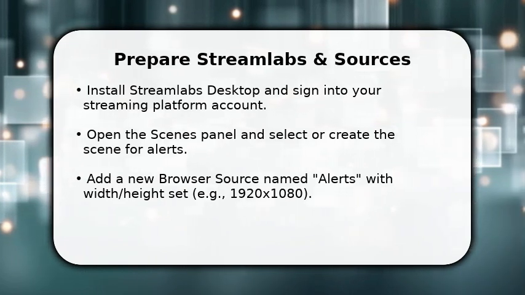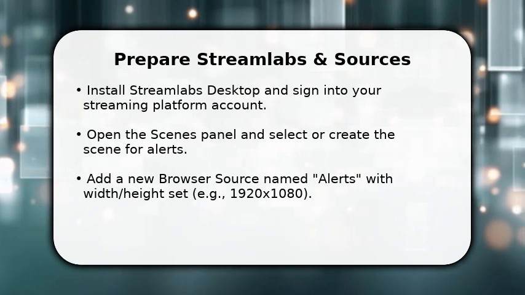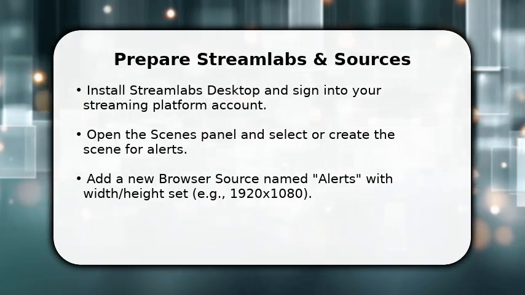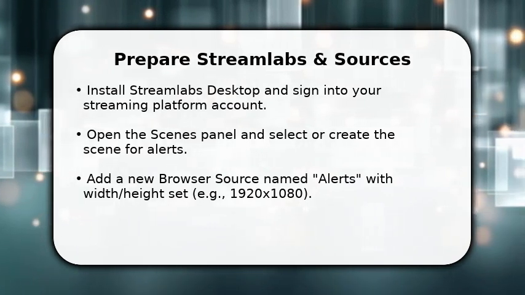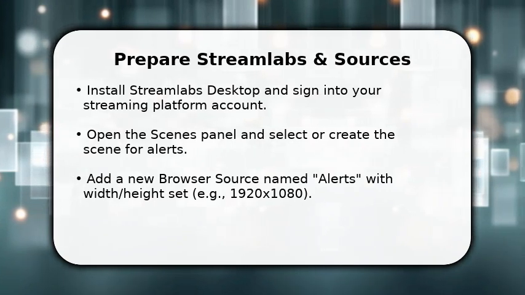Next, add a browser source and name it Alerts so you can target it later. Set width and height to match output resolution. Once done, keep the browser source selected. You'll paste a URL into it in the next step, which is the first actionable move.